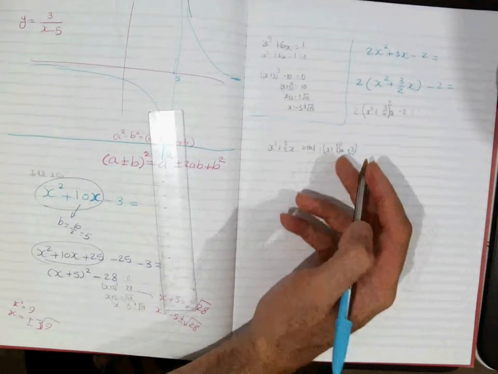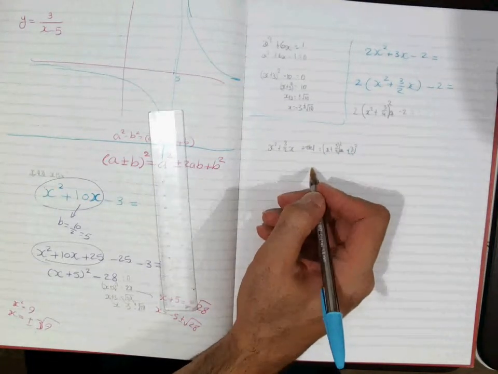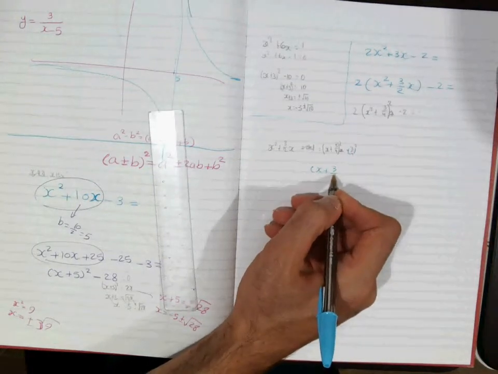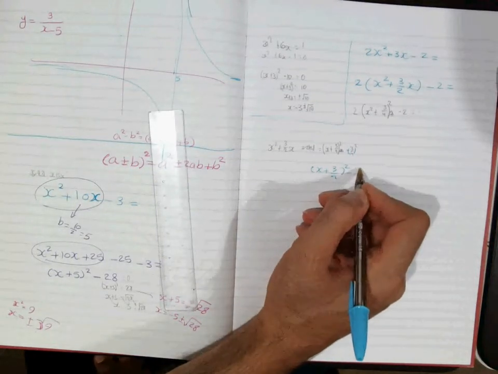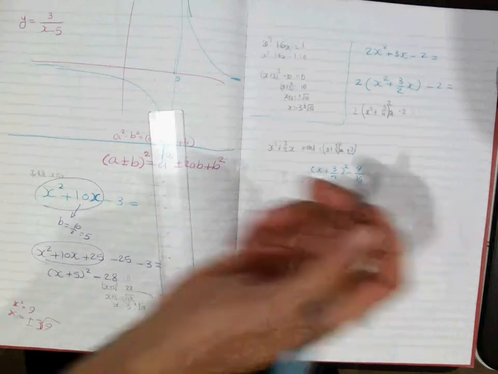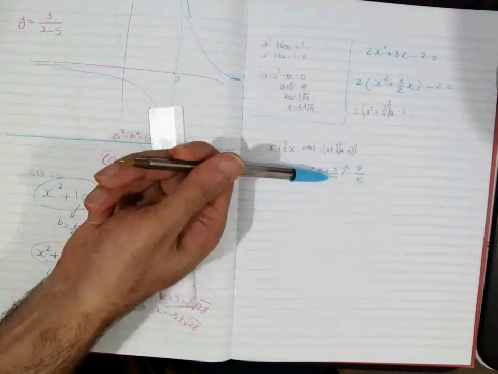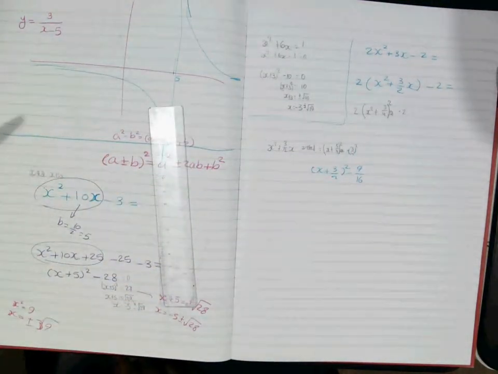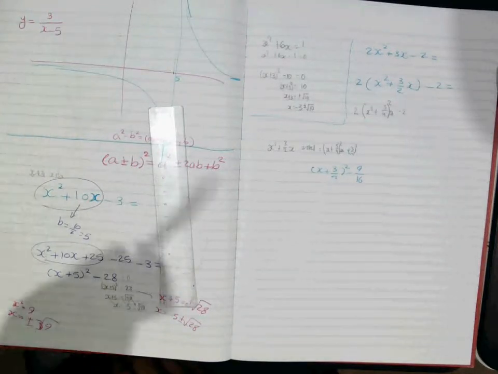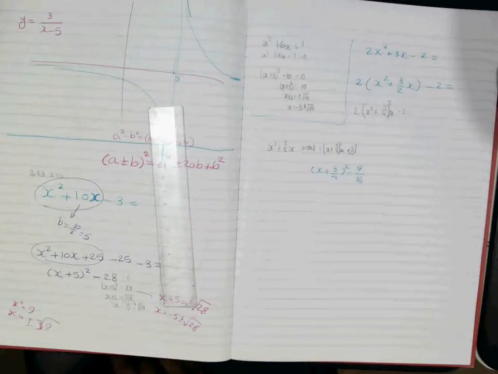Is that right? So, okay, write it in here. So (x plus 3 over 4) squared minus 9 over 16. You can do it like this because that squared is 9 over 16. Yeah, is that okay? Now, you see, when I say organization, that's what I mean.